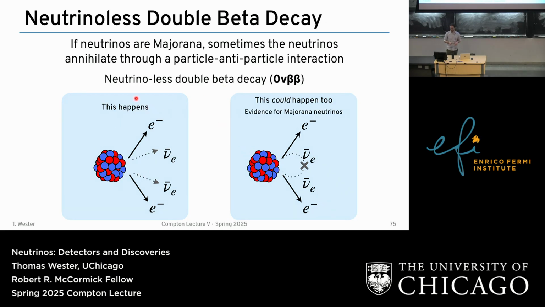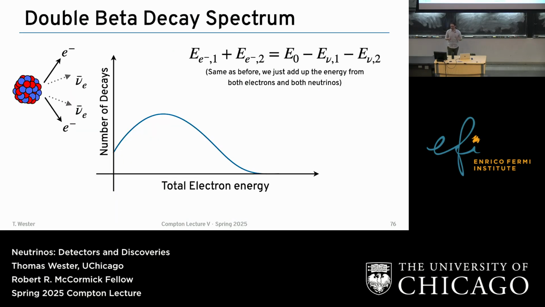So what Maria Geppert-Mayer showed us is that this process can happen where you have 2 beta decays. But if the neutrino is Majorana, if it's its own antiparticle, then you can also have this process happen too, where the electrons are emitted, but no neutrinos are emitted because they've annihilated, because the neutrino is its own antiparticle. They cancel each other out. So if we could observe this process, it would be definitive evidence that we have a Majorana neutrino. And this process is called neutrinoless double beta decay, sometimes abbreviated 0 nu beta beta.